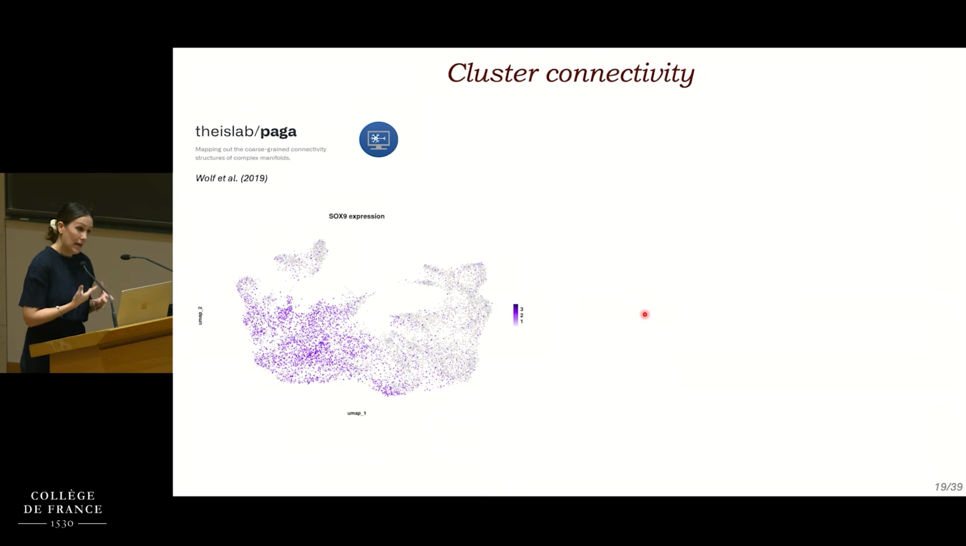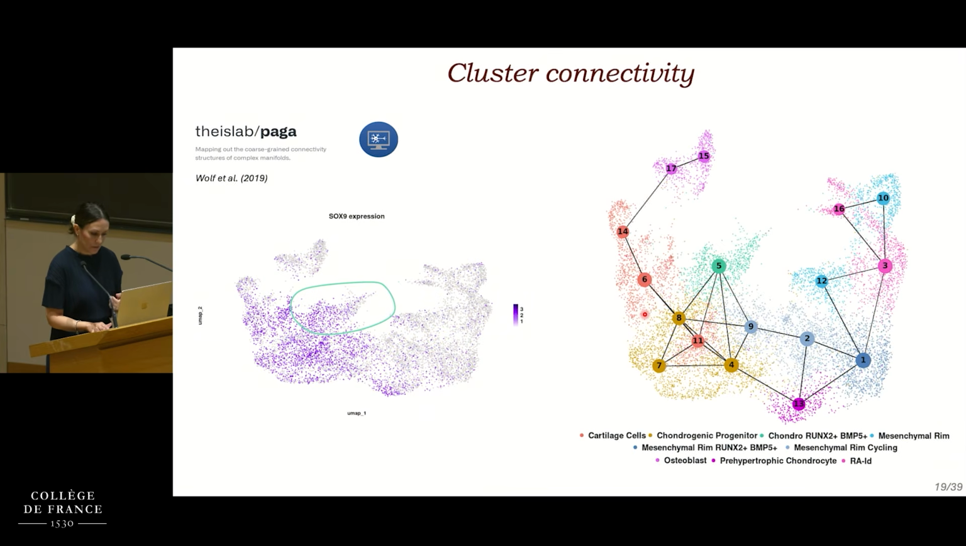So it's a chondrocyte because they express SOX9, but we don't really know what the similarities are to other chondrocyte cells. To answer this, we ran an analysis of cluster connectivity with the tool PAGA, and what this analysis told us is that this chondrogenic population is more closely connected to three other clusters of chondrogenic progenitors.